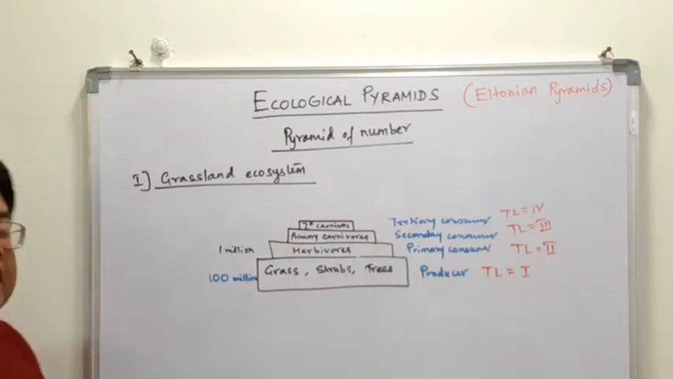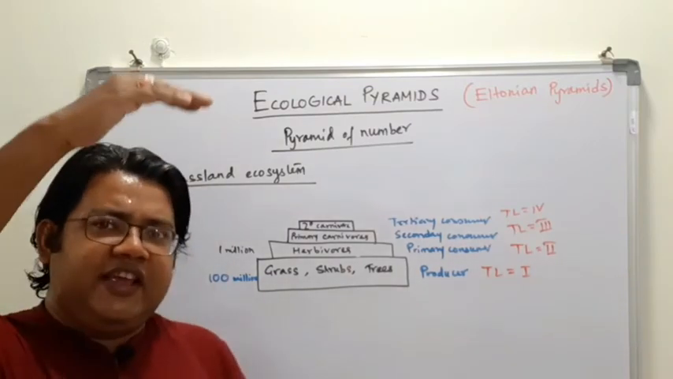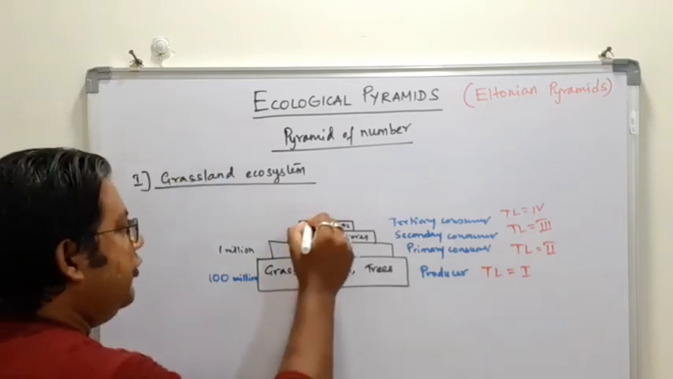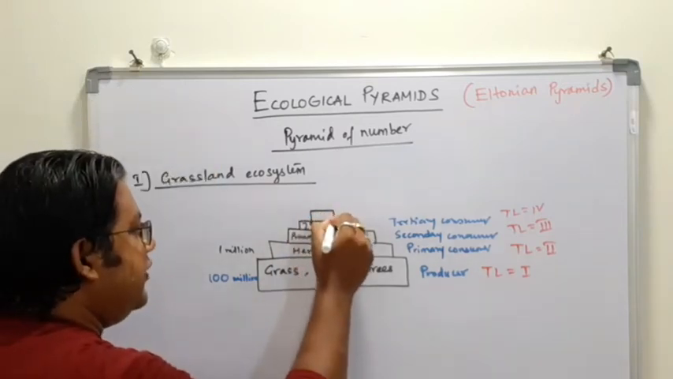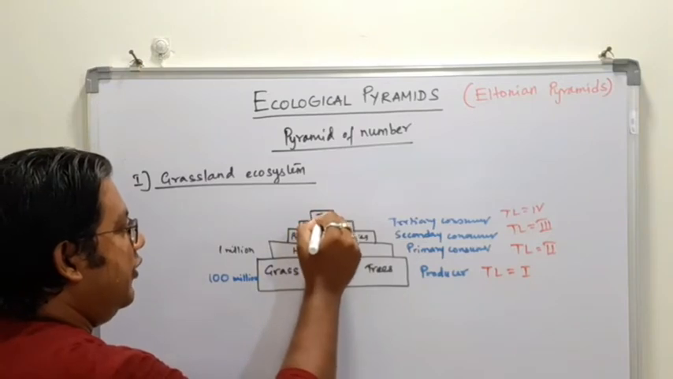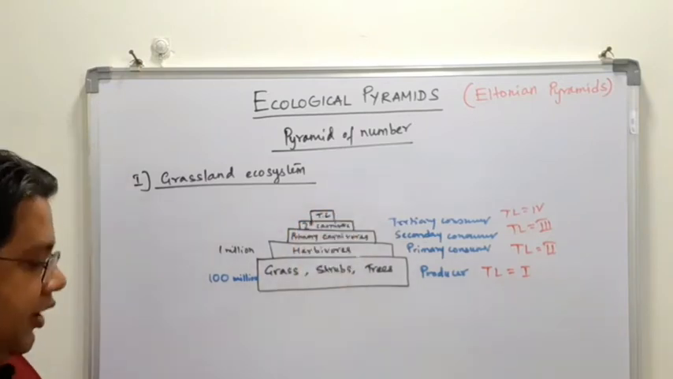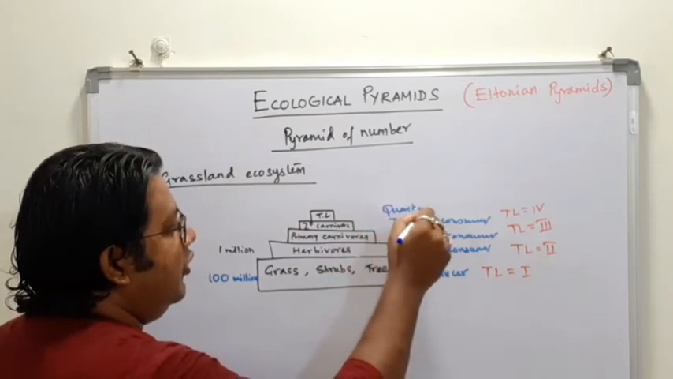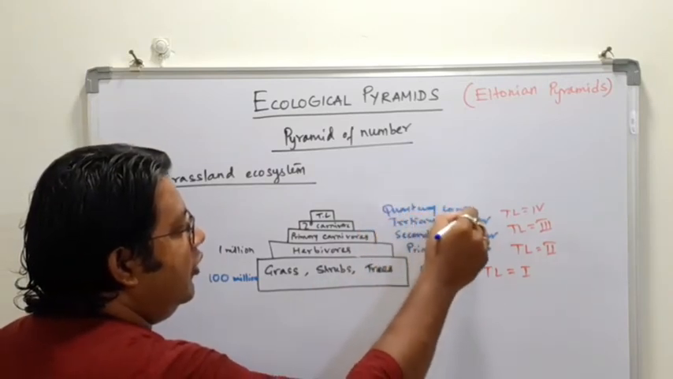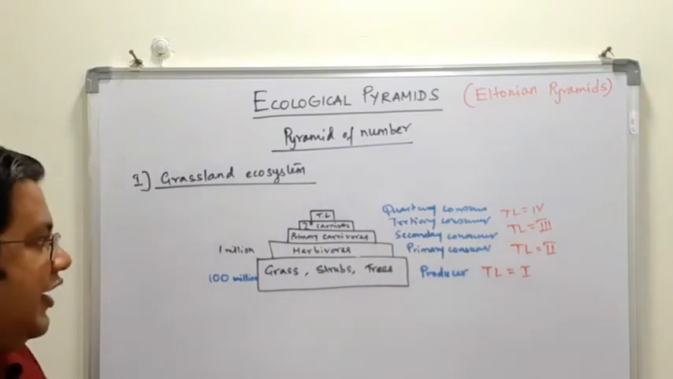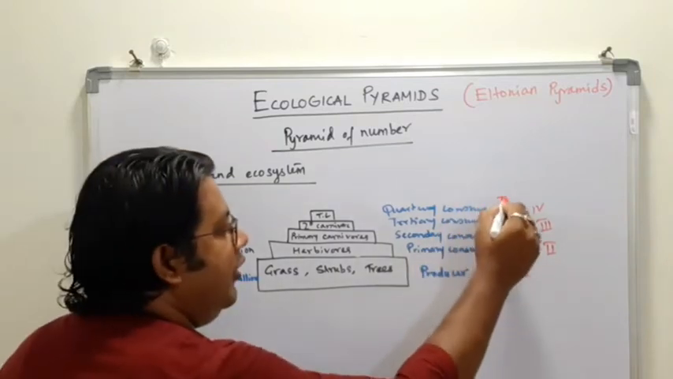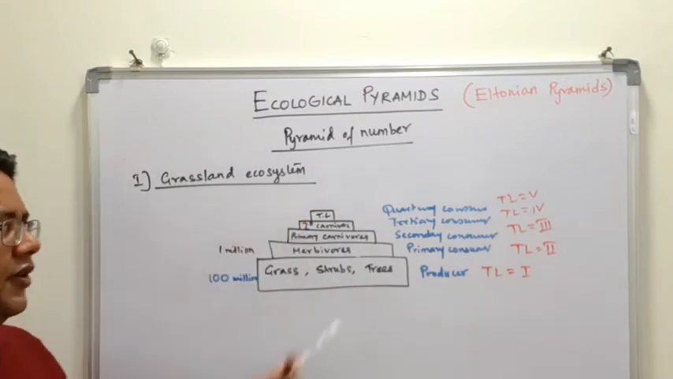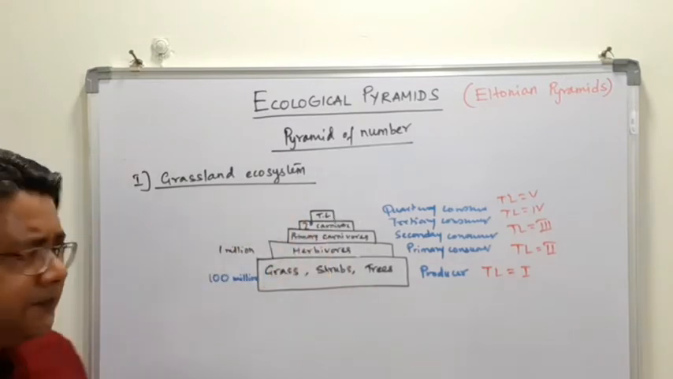And let us say there is one more consumer which is the apex carnivore or the top carnivore, and it will be very less in number. So this is the top carnivore, which is, let us say, the quaternary consumer, at trophic level number 5. I am not writing the numbers, but this is the case.